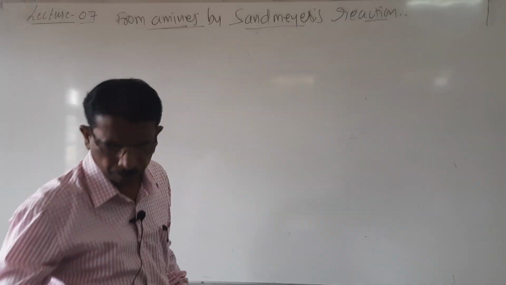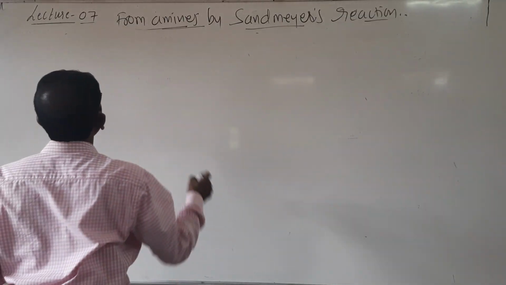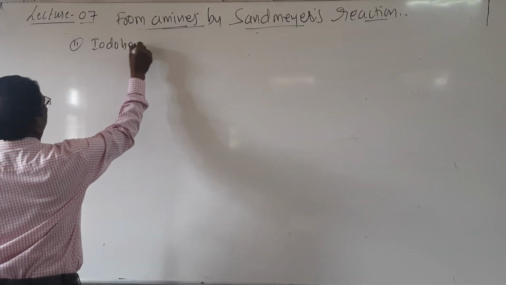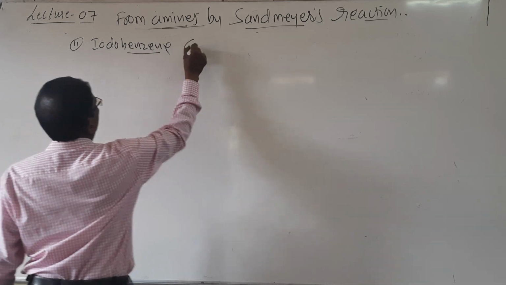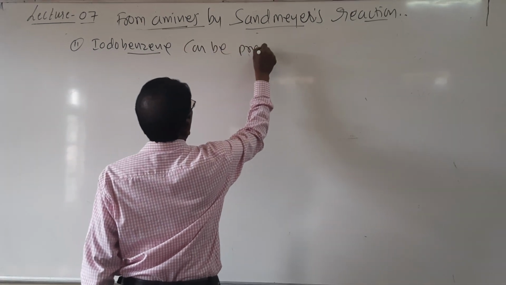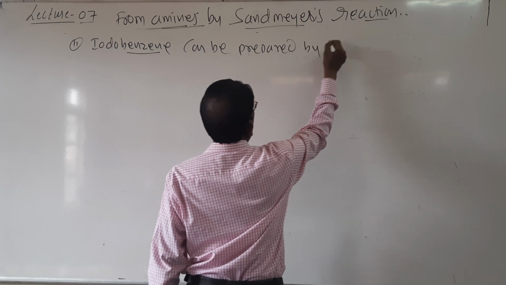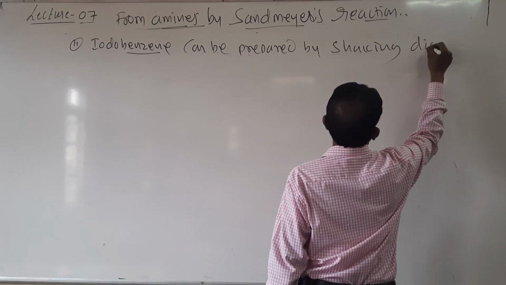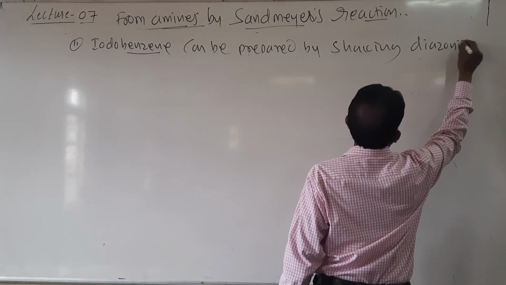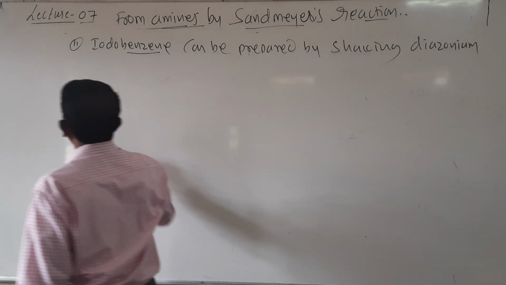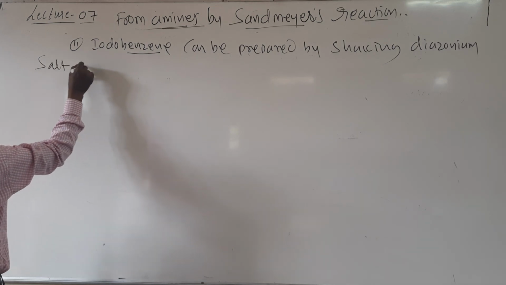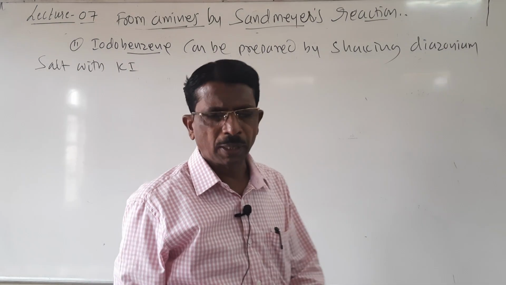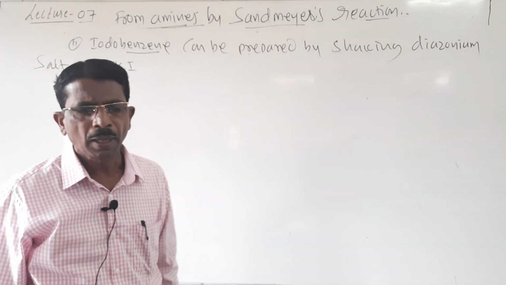Look here students, iodobenzene can be prepared by shaking diazonium salt with potassium iodide.